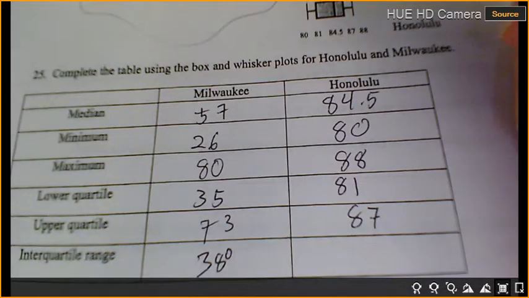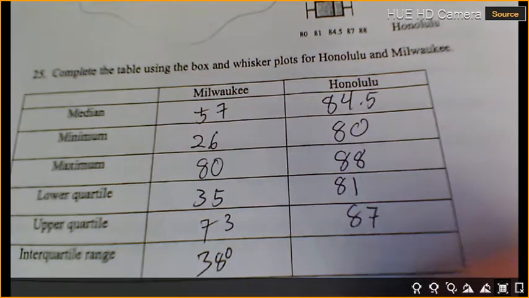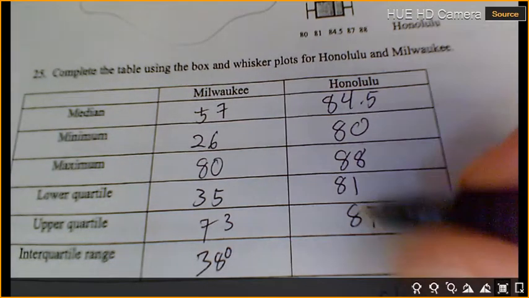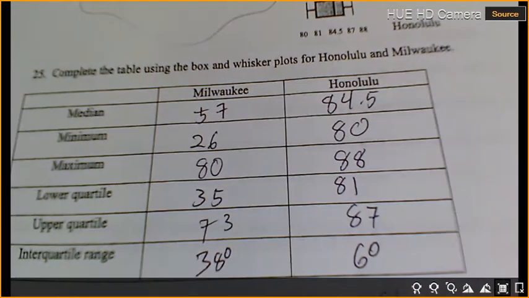And then we're looking for 87 minus 81 in Hawaii. 6 degrees. I wouldn't mind if we only fluctuated 6 degrees here. We go from 80 to 88. That's not too bad. In Milwaukee, we go from 26 to 80 as the high for the day. That's sad.